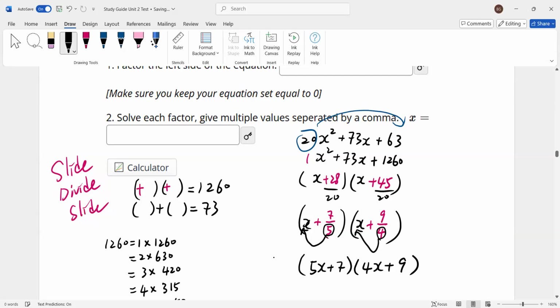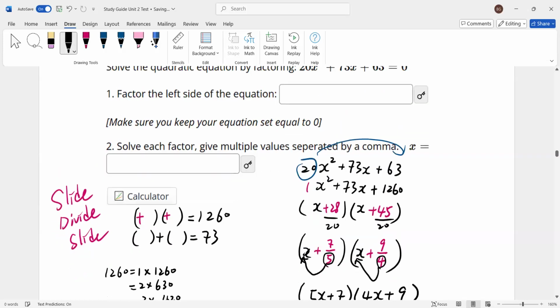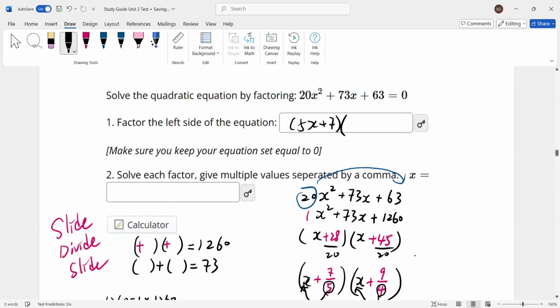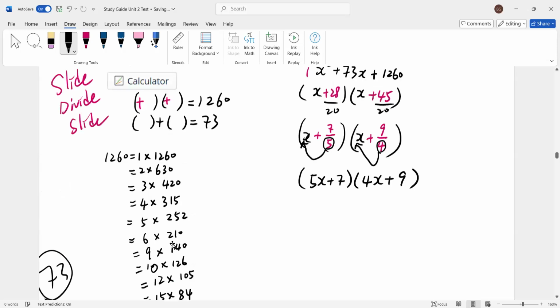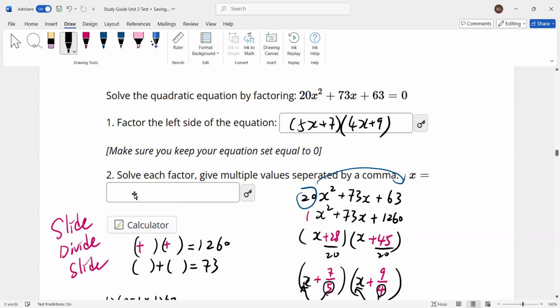What you can do is FOIL or use the box method to reverse the process to see if you have the original trinomial with the leading coefficient 20. So the first part, we are going to enter 5x plus 7 times 4x plus 9. Do you have the same thing, guys? 20x squared, 63, 28, 45. 28 and 45 add up to 73. Yeah, that's correct for sure. So that's the first part. It's a little bit challenging because numbers are quite big.